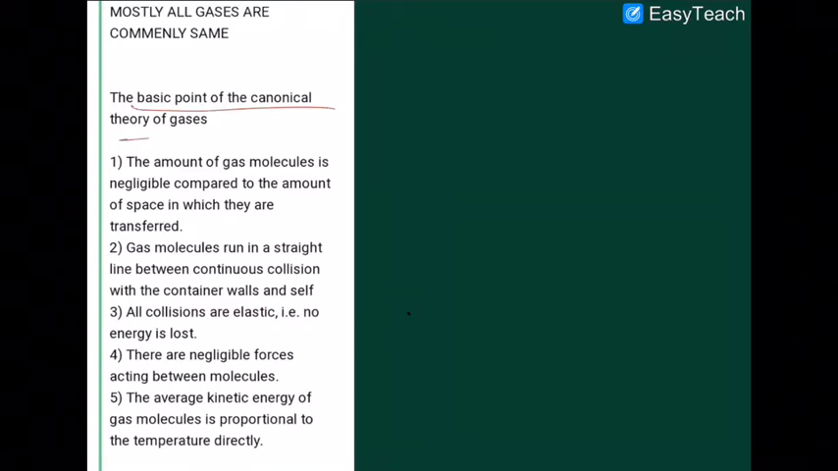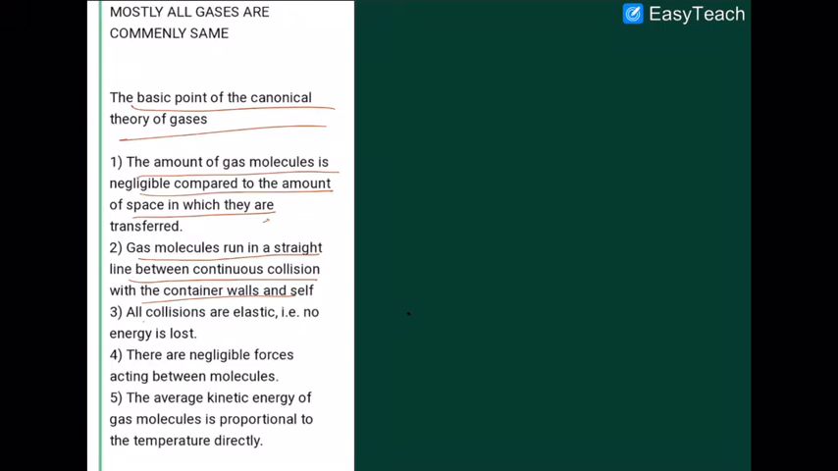The basic point of this kinetic theory is that the volume of the gas molecules is negligible in comparison to the space in which they are contained. Gas molecules move in a straight line between continuous collisions with the walls of the container and with each other. All collisions are elastic, no energy is lost. There are negligible forces acting among the molecules. Average kinetic energy is proportional to the temperature.